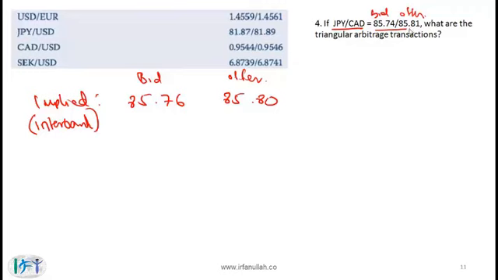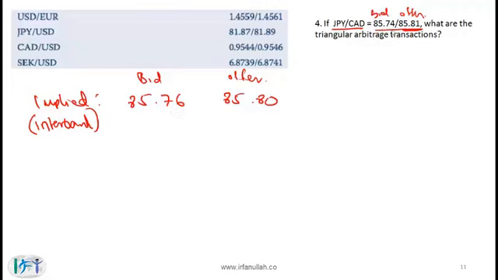Now, can you make an arbitrage profit here by going to the interbank market? The answer is that you cannot, because you are buying for 85.81. So if you buy for 85.81, how much are you selling for over here? You are selling for 85.76 in the interbank market. So that clearly is not arbitrage profit.